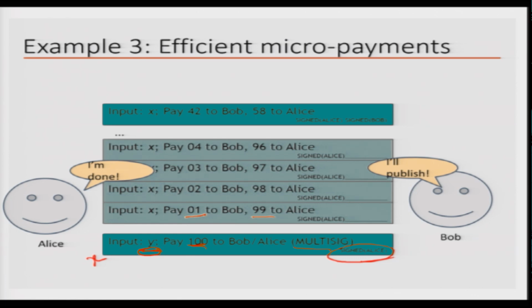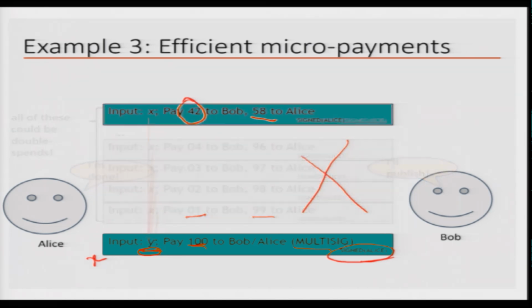So, he signs the last one of them and then publishes it. The last amount that is due to Bob, let us say it was 42 minutes, then Bob gets 42 and 58 goes back to Alice. All the other previous transactions are not put on the blockchain, and even if Bob tries to put them on the blockchain, it will not work, because it will be a double spend. All these transactions are referring to this transaction, that is why it is a double spend, as we explained before.